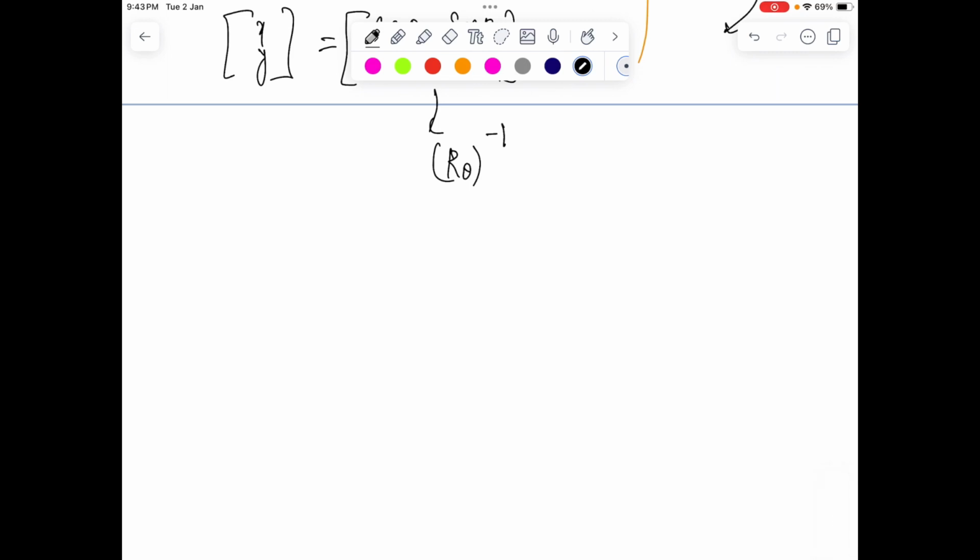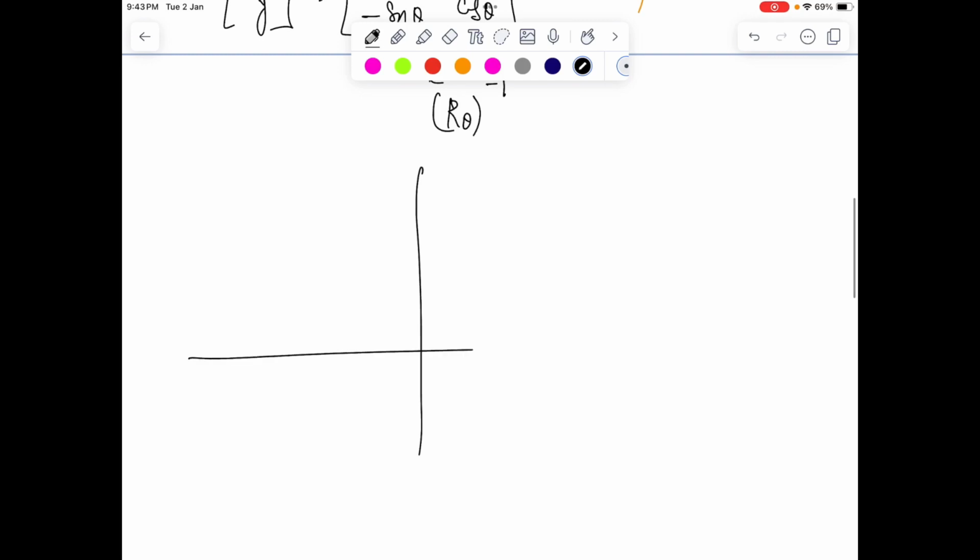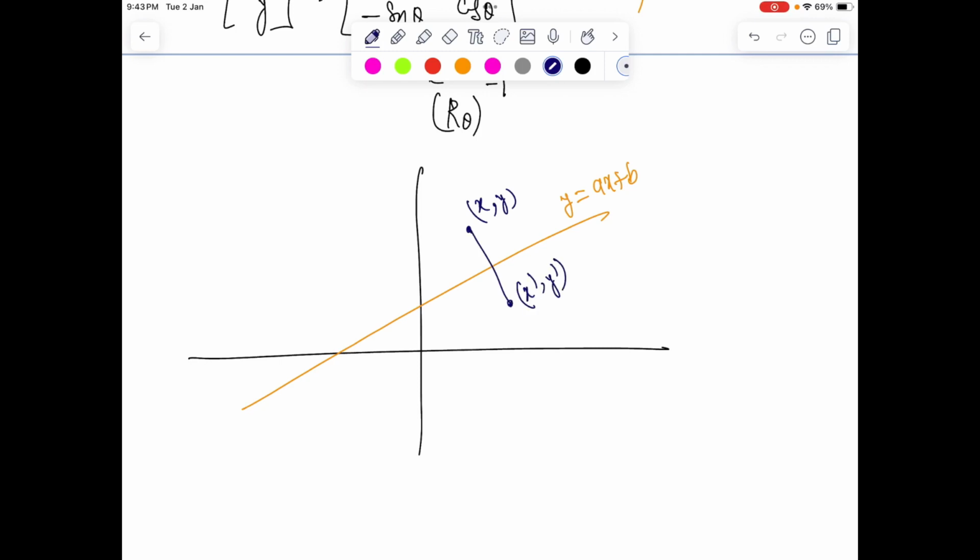So coupled with these two basic ideas of rotation and reflection matrix, now we are ready to attack the general scenario of reflection of a point in a line using matrix format. And here we go.